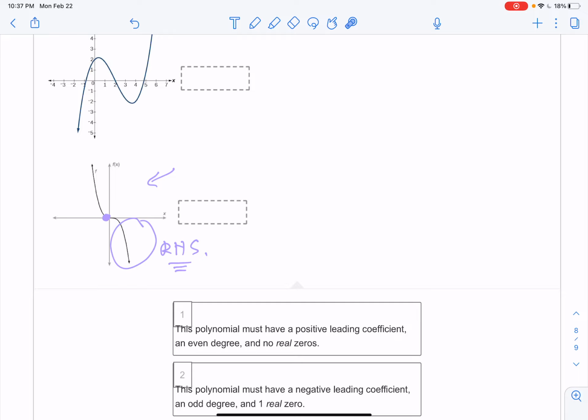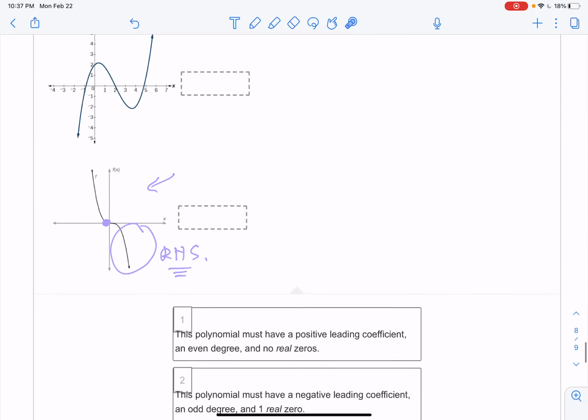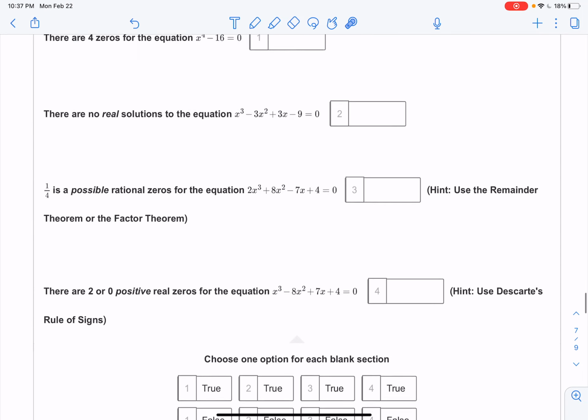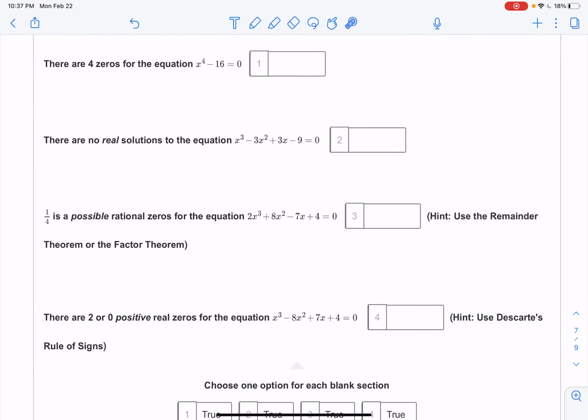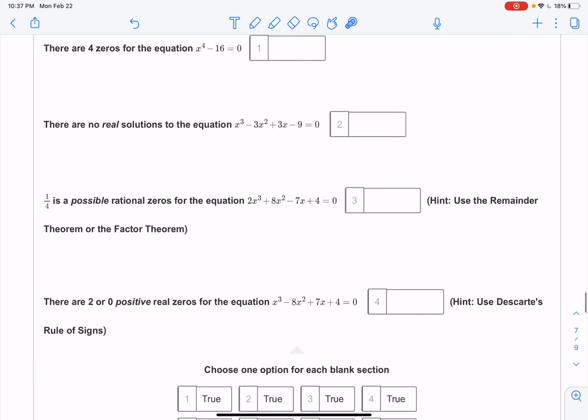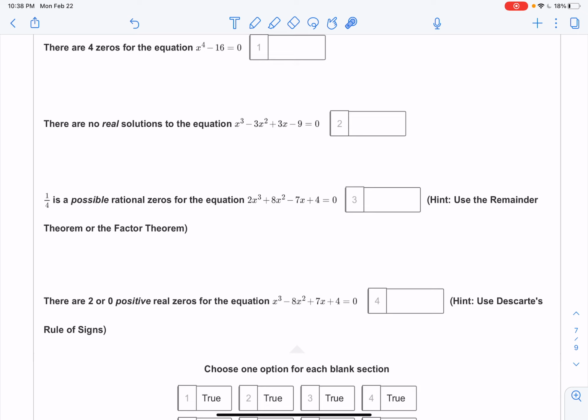Okay, so that's it for the quiz review. So go ahead and start your quiz. There will be a couple changes. For example, it's going to say what is the possible rational roots, and I'm going to put zeros in parentheses. There are no real solutions to this equation. Okay, so check by factoring. And this one I'm going to change this to hint, use the possible rational root theorem also. You can use the remainder theorem or the factor theorem also.